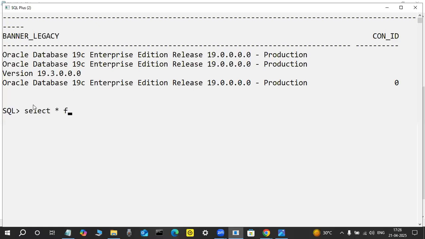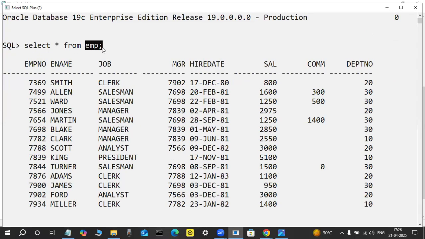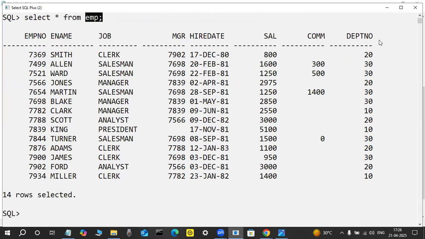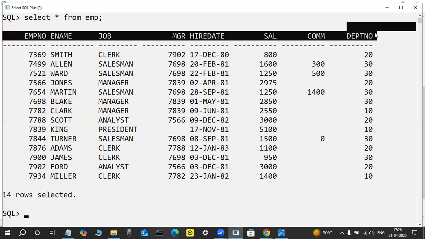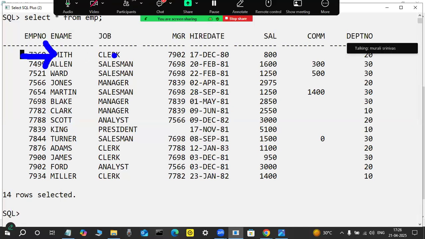Now check it out. Oracle Corporation gives practice tables like this. EMP has employee details. Observe here. Is it a table or not? You will also create these types of tables later. EMP is an employee table. In this table, observe here, these are called columns, same like a matrix. Employee number, ename, job, MGR, hire date, salary, commission, department number. These are called columns or attributes. Here the data is there. These are called rows. Smith is an employee. His job is clerk. His manager is 7902, and his joining date is 17th December 1980.